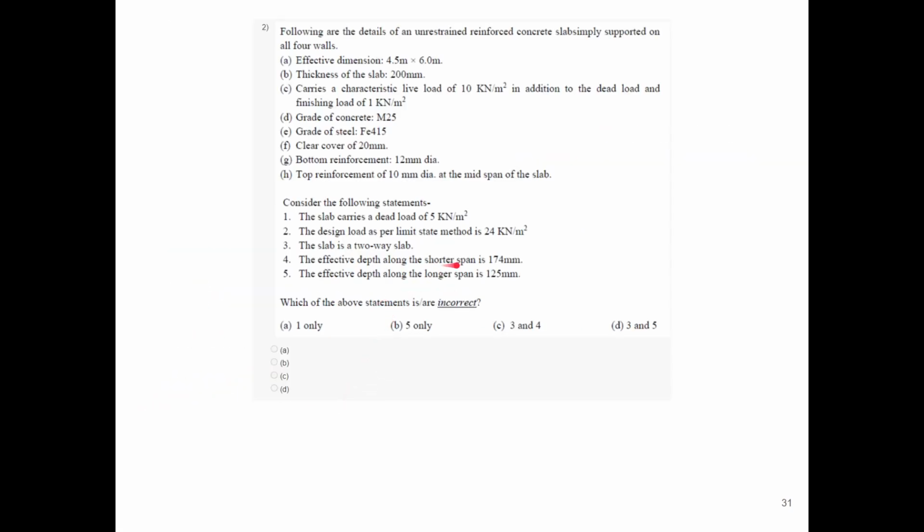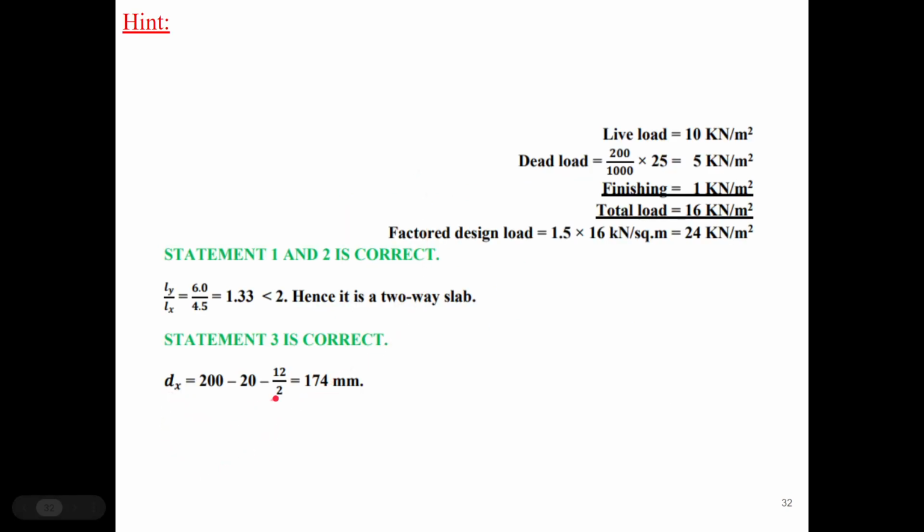So along the shorter span the effective depth dx is how much? 200 minus 20 minus 12 by 2, right? So it is 200 minus 20 minus 12 by 2, which is 180 minus 6, that is 174, right? So it will be 174 mm, so it is correct, 174 mm.